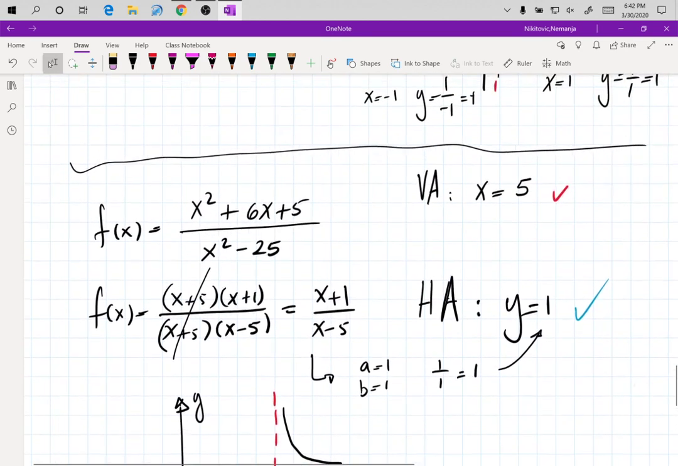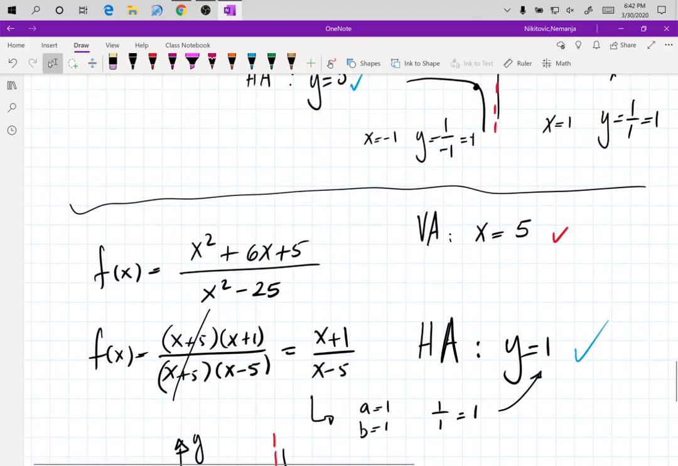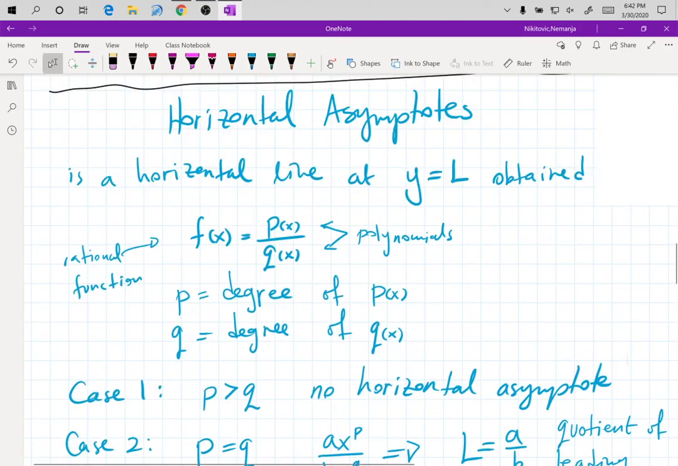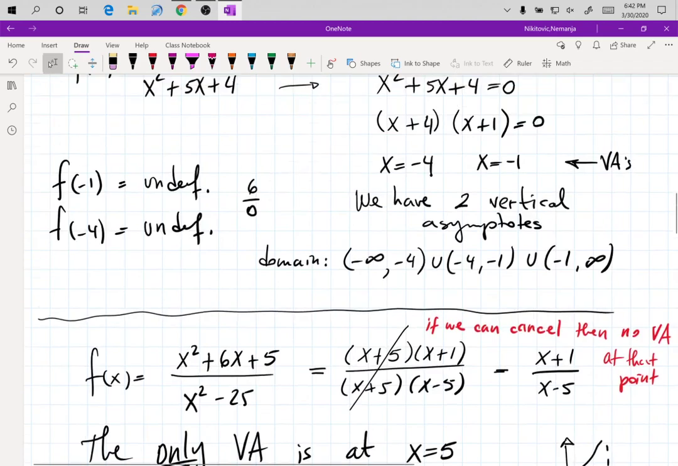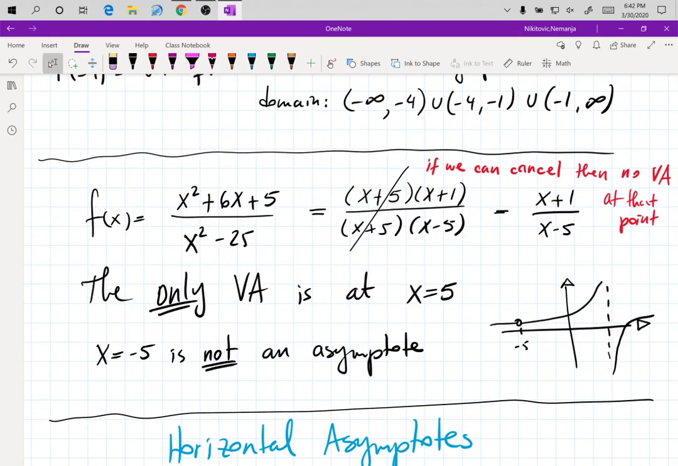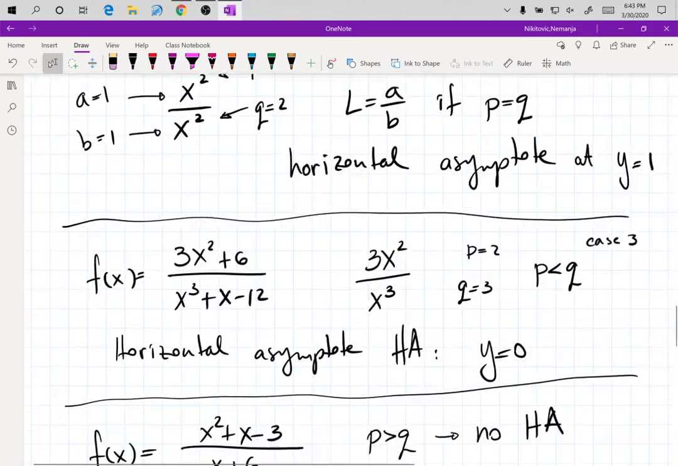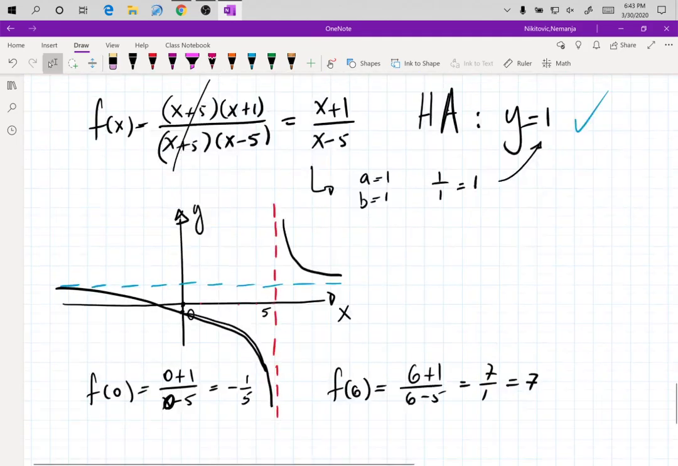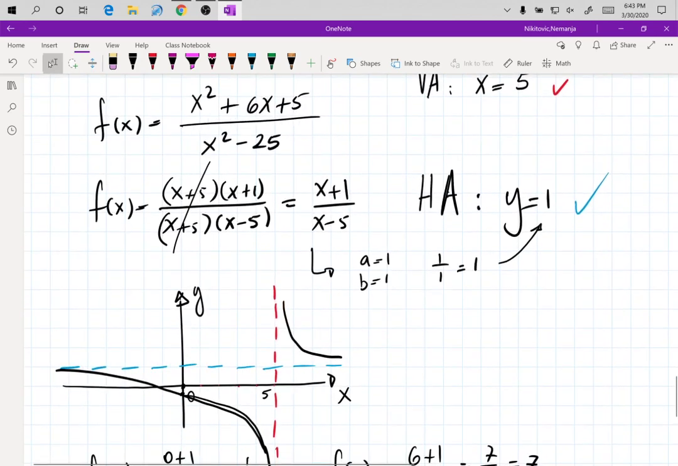We do have a vertical asymptote at 5. We calculated that a long time ago. Right here, the vertical asymptote is 5. I did the same problem. So I'm not sure what these questions are connected to. So I took this problem and I wrote it down the same way here.